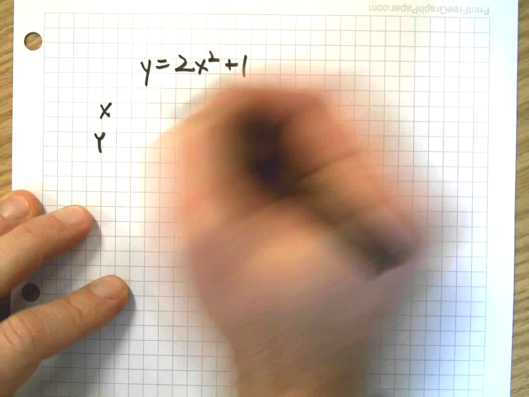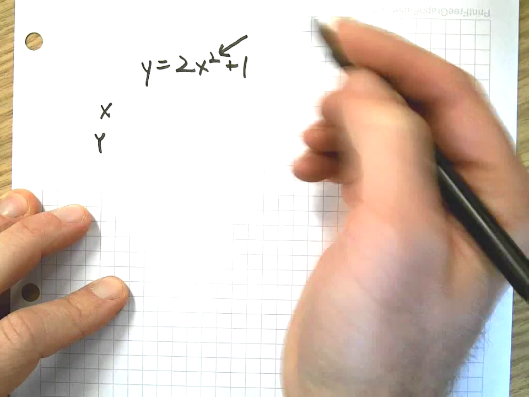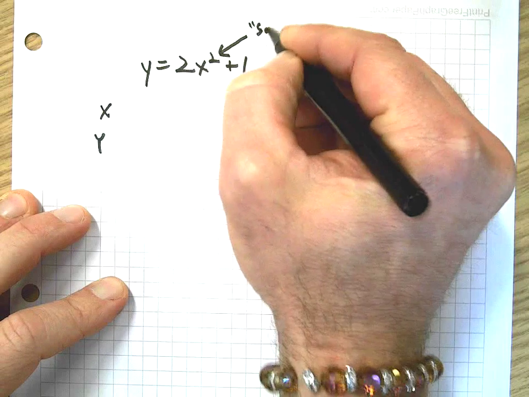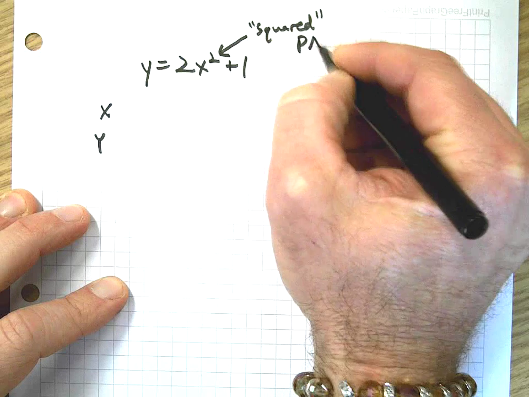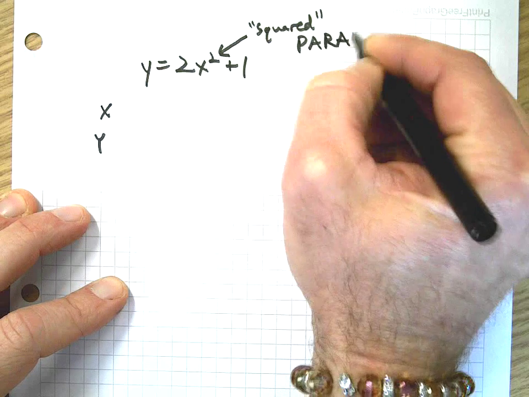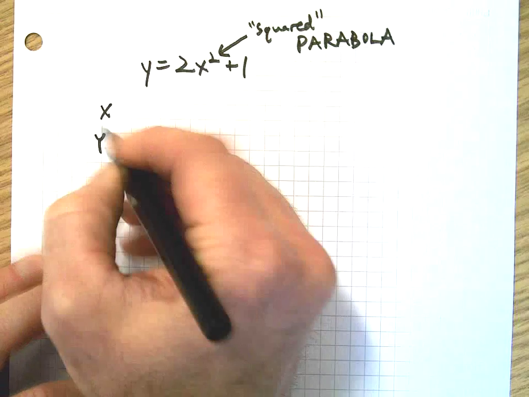So as we learned yesterday, when we see that little guy right there, that's the squared thing, and right away in your head, hopefully you're thinking parabola, right? Hopefully you're already thinking, I'm going to make this graph, it's going to curve, okay? Just kind of having that in your head.